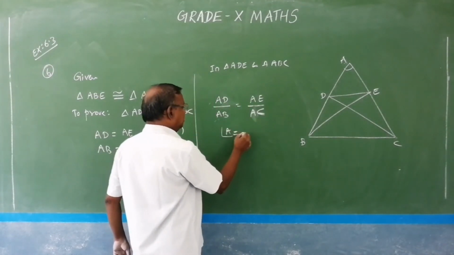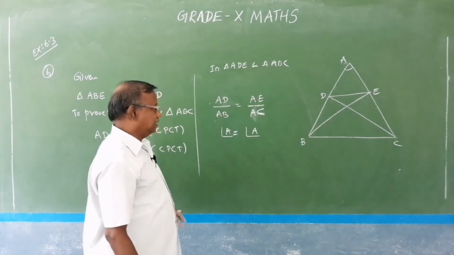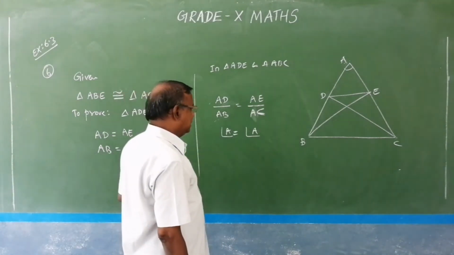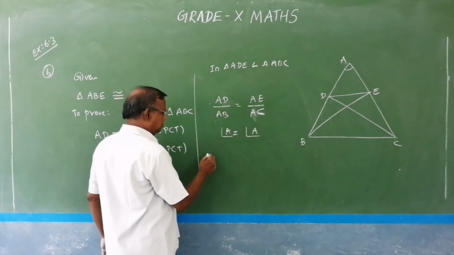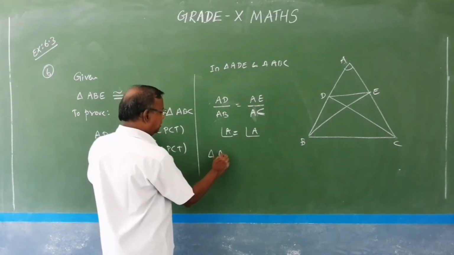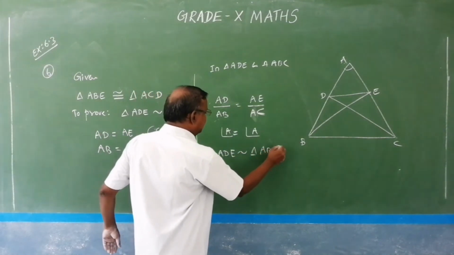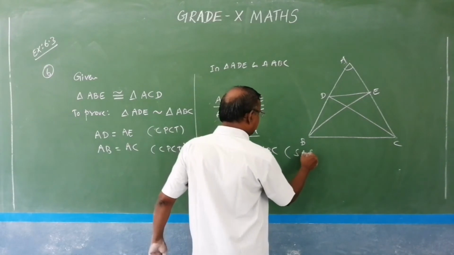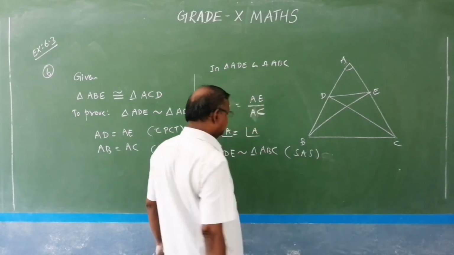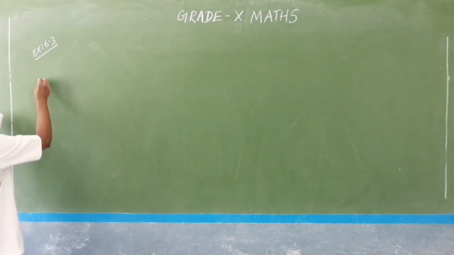Angle A equal to angle A, common. So by the SAS similarity criterion, we have triangle ADE similar to triangle ABC. Hence proved. Question number 7.